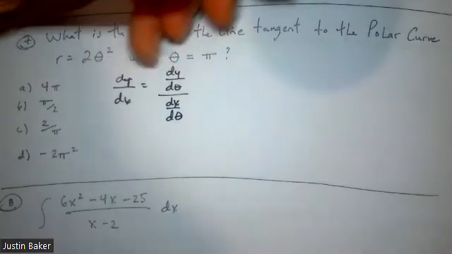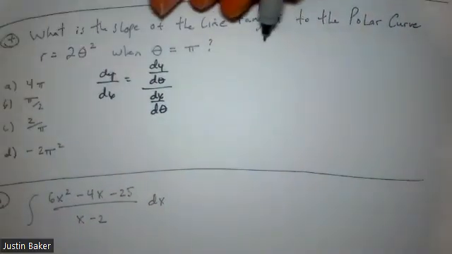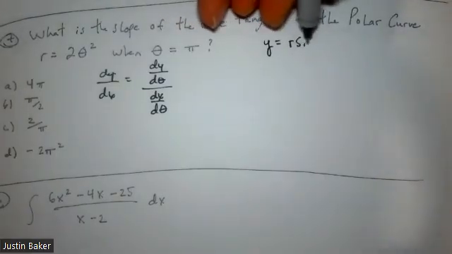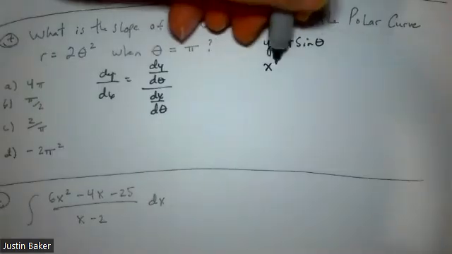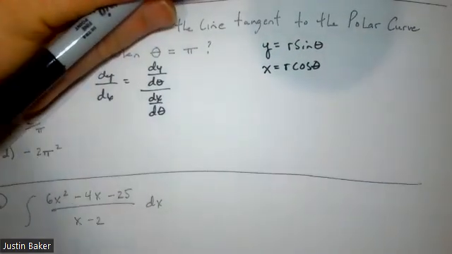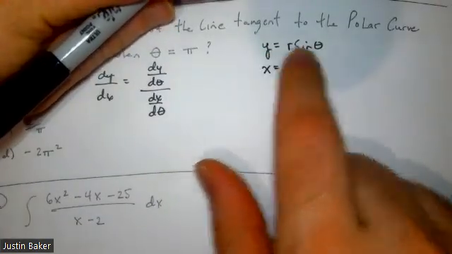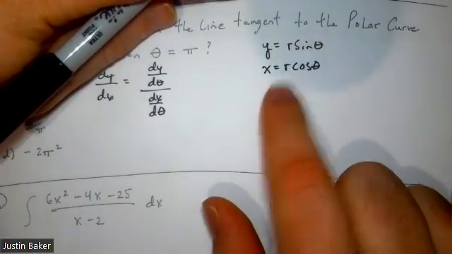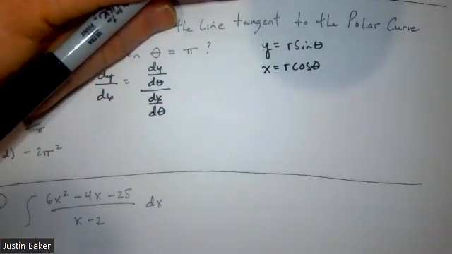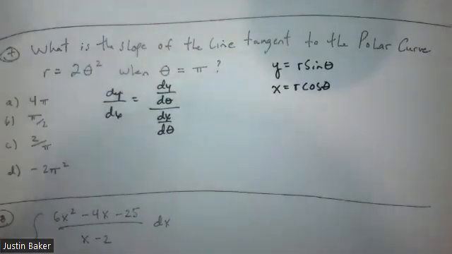And what else do we need to know? We know that y is equal to r sine theta and x is equal to r cosine theta. So when you derive y, you've got a product rule. When you derive x, you've got a product rule. And then go from there, plugging stuff in and see what you get.